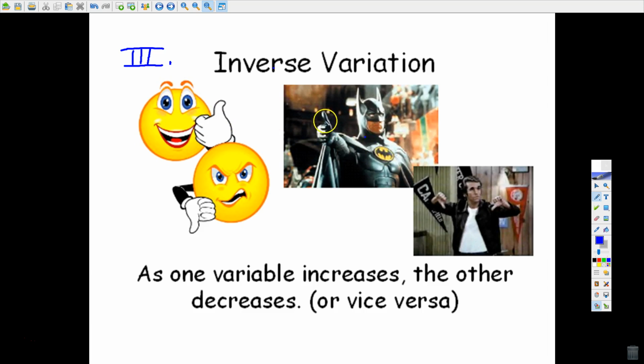And here you can see Batman has the thumbs up. One quantity is going up. The Fonz, who you may not even know who that is, the Fonz has the thumbs down. So as one quantity goes up, that forces another down. We would use the phrase, they have an inverse relationship. They're going in opposite directions. Okay.